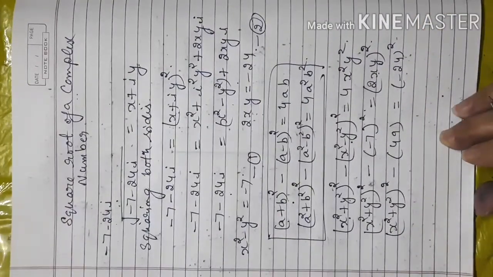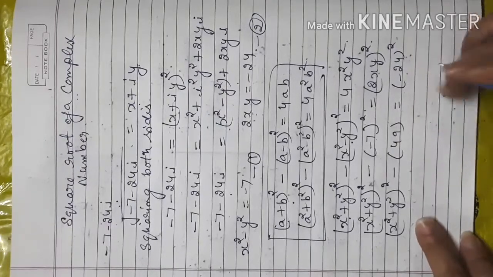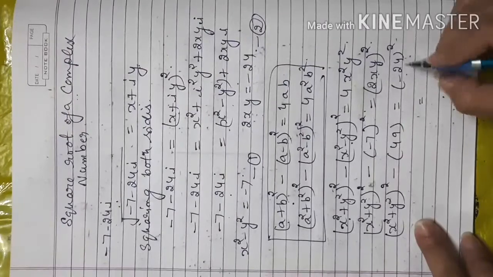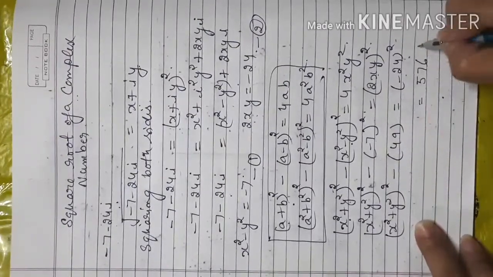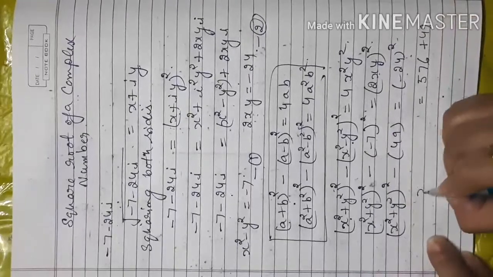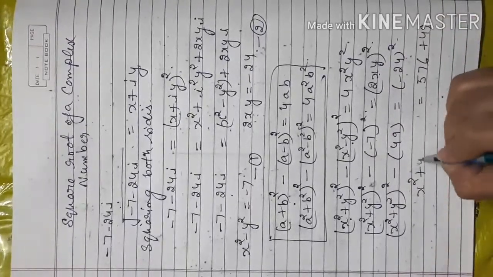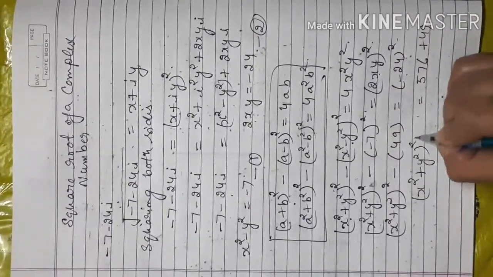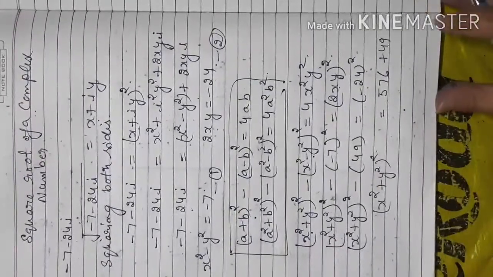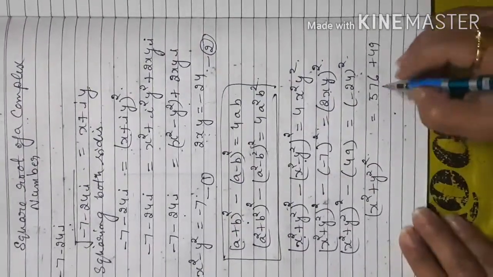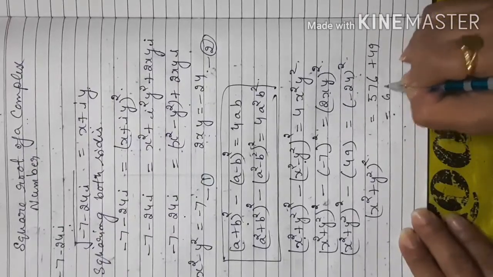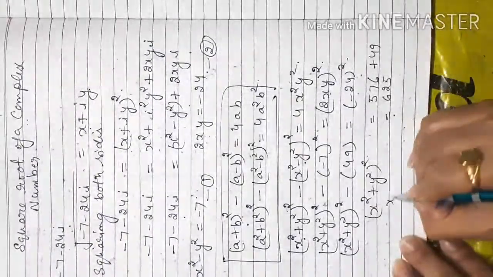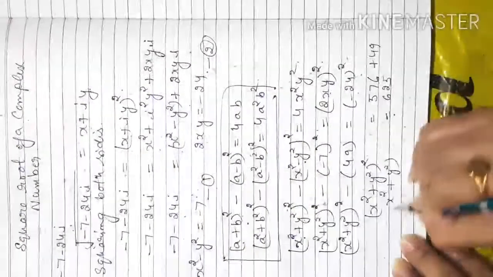Now we have to find the value. What is (-24) whole square? It is 576, and when 49 is shifted here, it will be added, then the value of (x square plus y square) whole square will be there. When you add 576 plus 49, that gives me 625. So that is (x square plus y square) whole square.